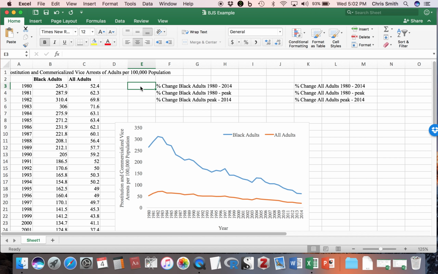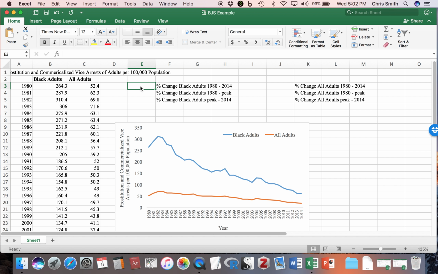Hello, Soc 150 students. I want to show you one more thing for your UCR projects. In this tutorial, I will show you how to calculate a percent change. This calculation allows you to answer the question, overall, did arrest rates go up or down? Calculating percent changes is a requirement for your final UCR paper.